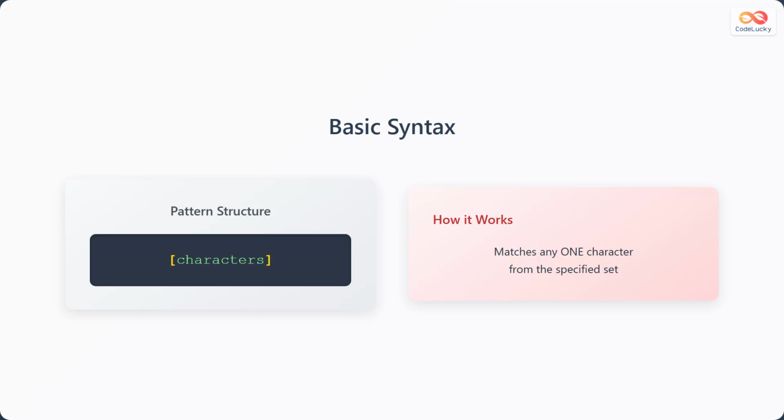The basic syntax for defining a character class involves enclosing the desired characters within square brackets. The structure looks like this: an opening square bracket, followed by the characters you want to include in the set, and then a closing square bracket. This pattern matches any single character from the specified set.